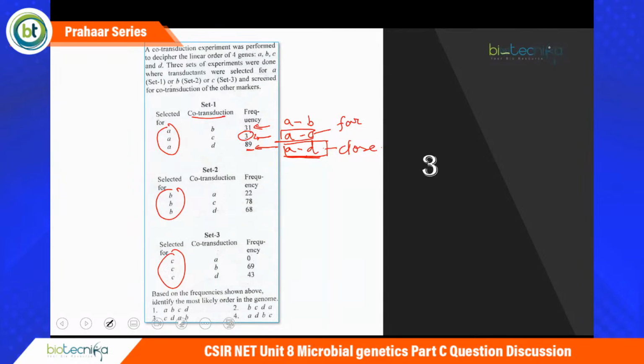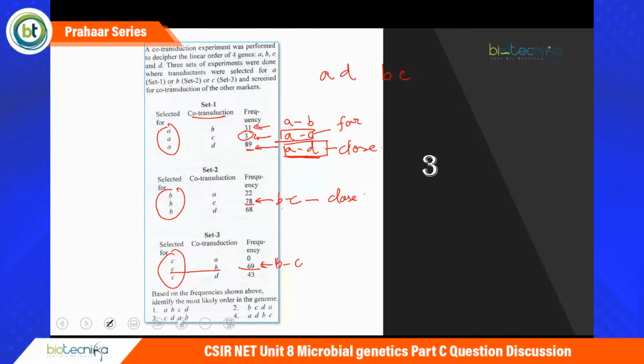Now let's go to set 2. For set 2, the maximum frequency is 78, and that is for B and C, meaning B is most closely linked with C. So we have AD most closely linked and we have BC most closely linked. Now next, what do we have in set 3? For set 3, C is most closely linked to B. So this is B and C that we have found here also.